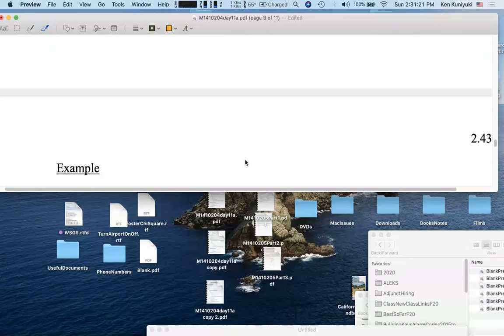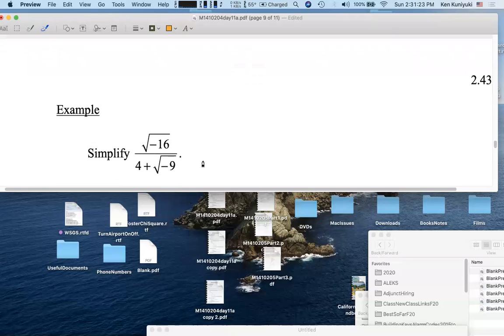Next, we're going to talk about a more complicated example where we are going to need the complex conjugate.